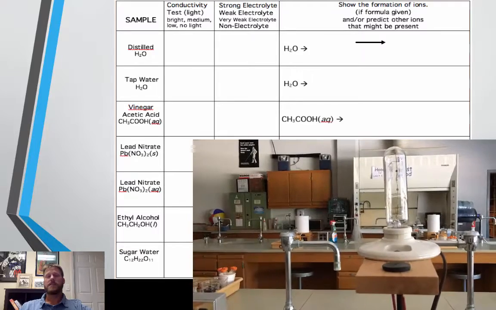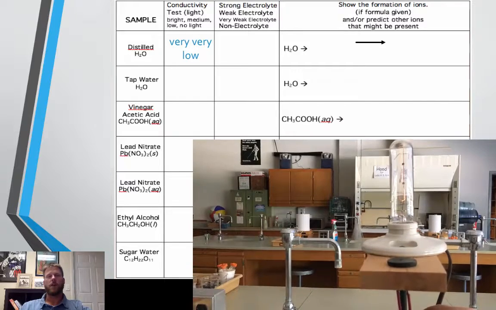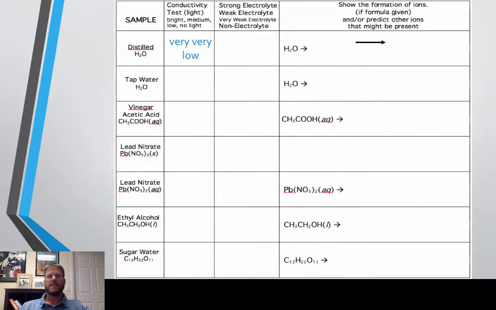So let's start by testing distilled water. If you look very closely at the distilled water, you can see the filament is barely glowing. It's a very, very low light, which means distilled water, which is just pure water, is a very, very weak electrolyte. So what does that mean? That means there are some ions in solution, but mostly the water itself is just existing as molecules. It's just H2O. But H2O does break up into ions just a very little bit. It'll break up into H plus and OH minus ions. Those are the ions that are causing the conductivity. When it comes to the water itself, it's mostly molecules and only a few ions. That's why the light is very, very dim.